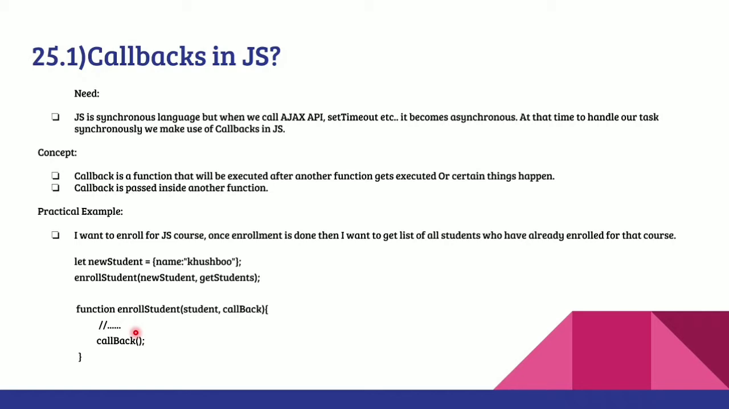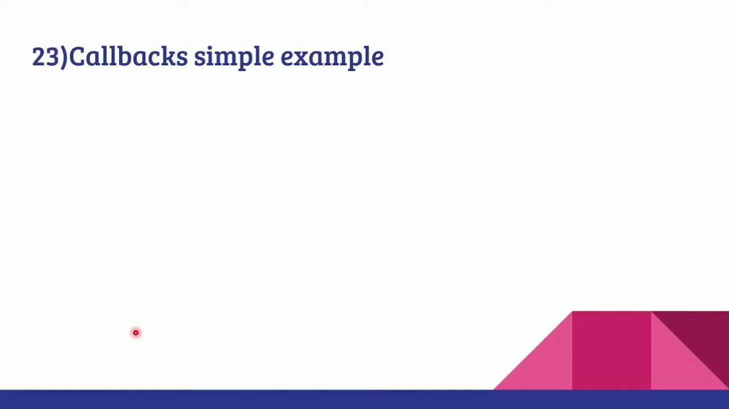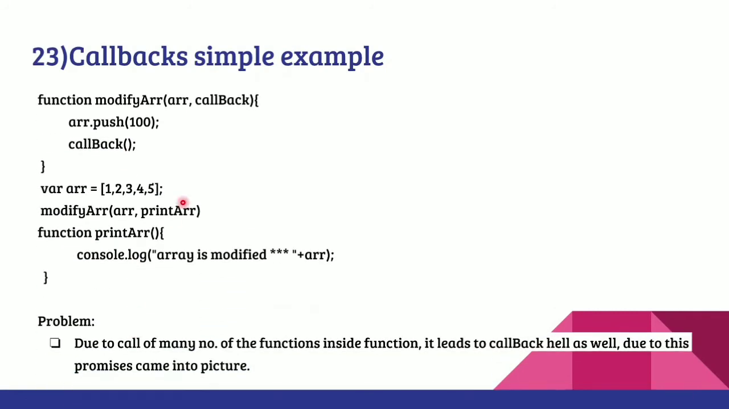Let's understand this with a much simpler example. In this particular example, we have an array with some values. Then I want to modify that particular array. Once the modification is done, I want to print all the elements of the array. So here what I have done is, I have called this modifyArr function with two parameters. First one is the name of the array. Second one, a function to print the array.